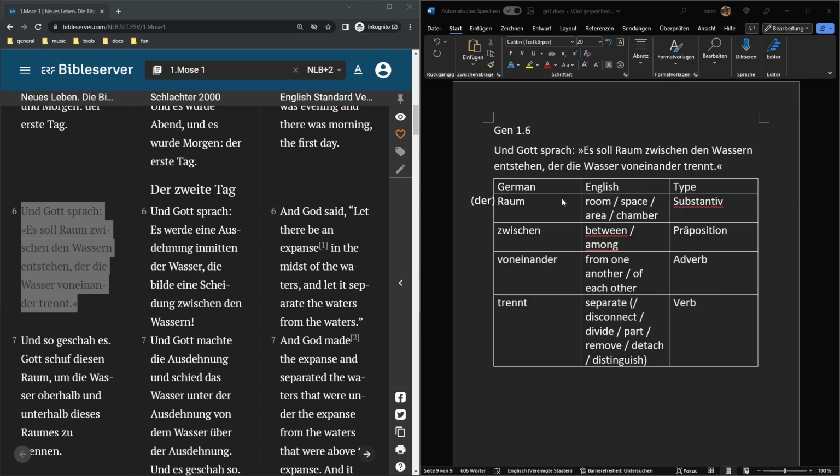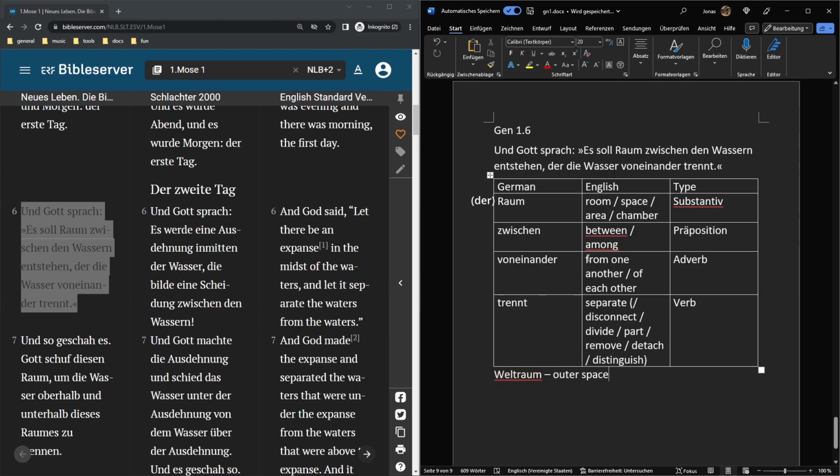So we have the word Raum, which means room, space, area or chamber, and the word Raum can refer to anything that requires space, or it can be an empty space. In addition to that, we also have the word Weltraum in German, which means outer space. So everything that is not on Earth can be referred to as Weltraum.